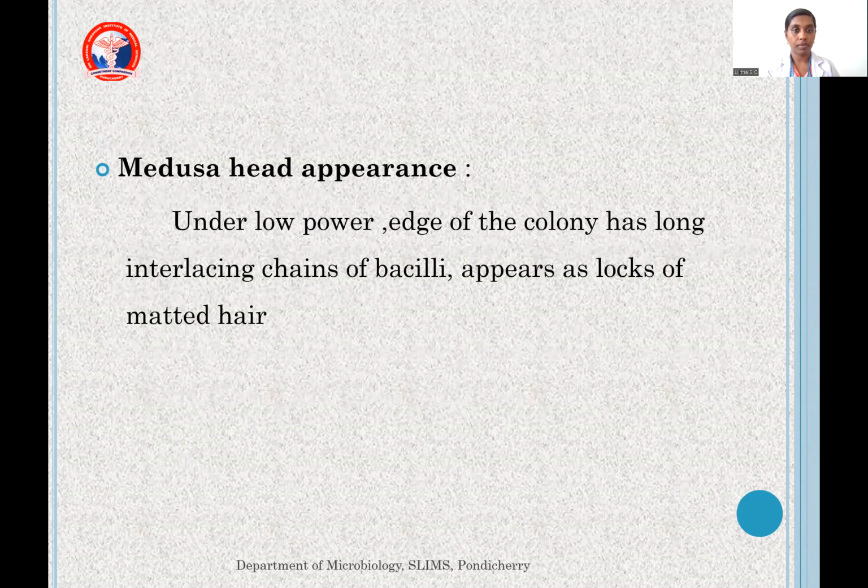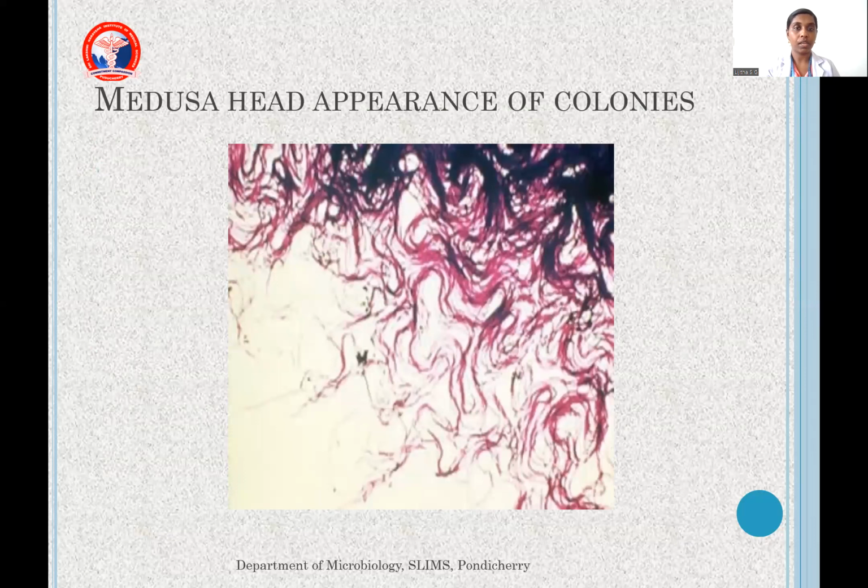Another feature that you see with the colony while observing under low power: you observe the edge of the colony under low power. You can see interlacing chains of bacilli, which appear as locks of matted hair. So it is termed the medusa head appearance. This is the medusa head appearance of the colonies of Bacillus anthracis, observed under low power of the microscope.